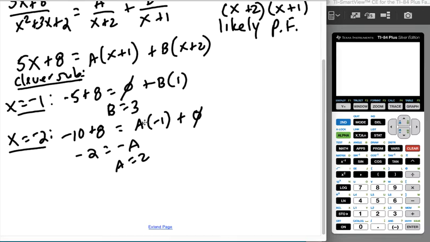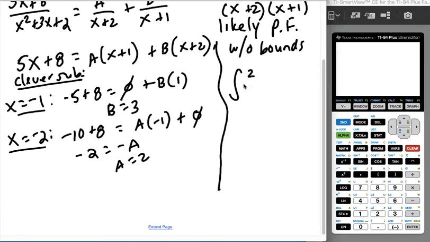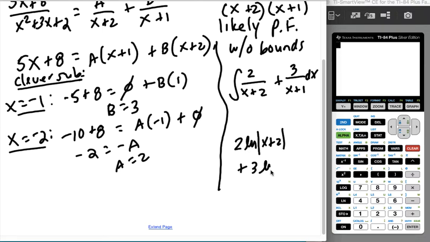So I now have my b and my a, meaning that this thing, I'm going to do this without bounds for a sec, is actually the integral of 2 over x plus 2 plus 3 over x plus 1. Each of those is technically u sub, but it's a pretty straightforward natural log. This is 2 natural log of the absolute value of x plus 2 plus 3 natural log of the absolute value of x plus 1, evaluated on whatever interval I'm given.